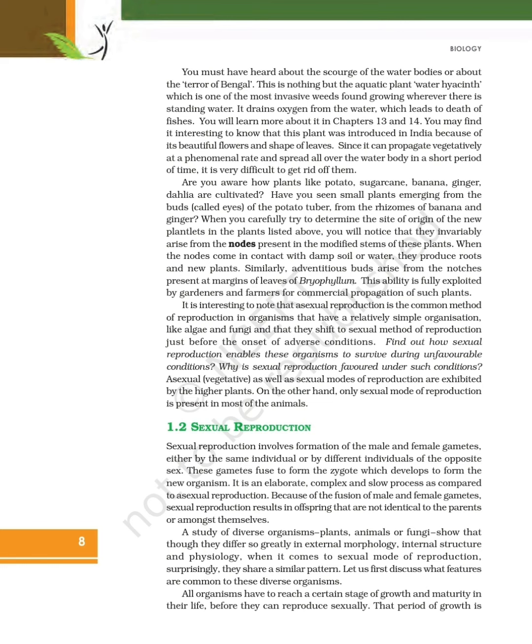Are you aware how plants like potato, sugarcane, banana, ginger, dahlia are cultivated? Have you seen small plants emerging from the buds, that is called eyes, of the potato tuber? From the rhizomes of banana and ginger, when you carefully try to determine the site of origin of the new plantlets in the plants listed above, you will notice that they invariably arise from the nodes present in the modified stems of this plant. When the nodes come in contact with damp soil or water, they produce roots and new plants.